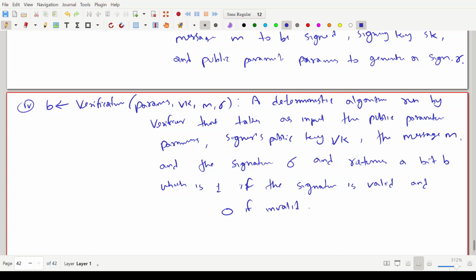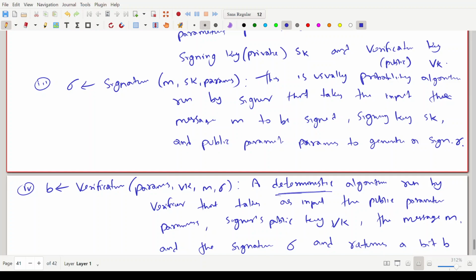This is the deterministic algorithm. That means every time it will give the correct value, either 1 or 0, whereas in this case it is probabilistic. That means for the same message I can get a different signature.